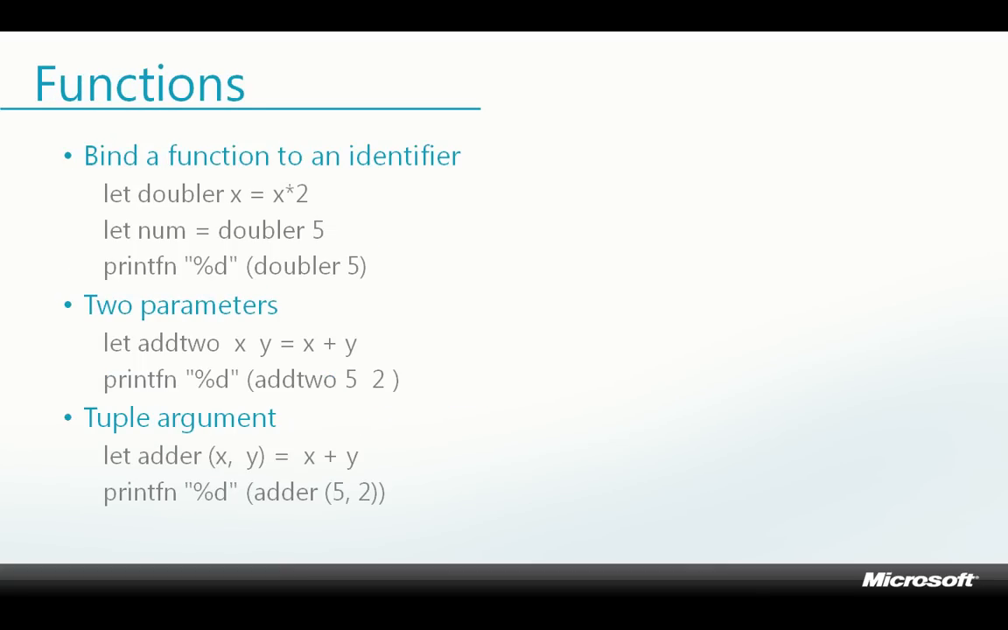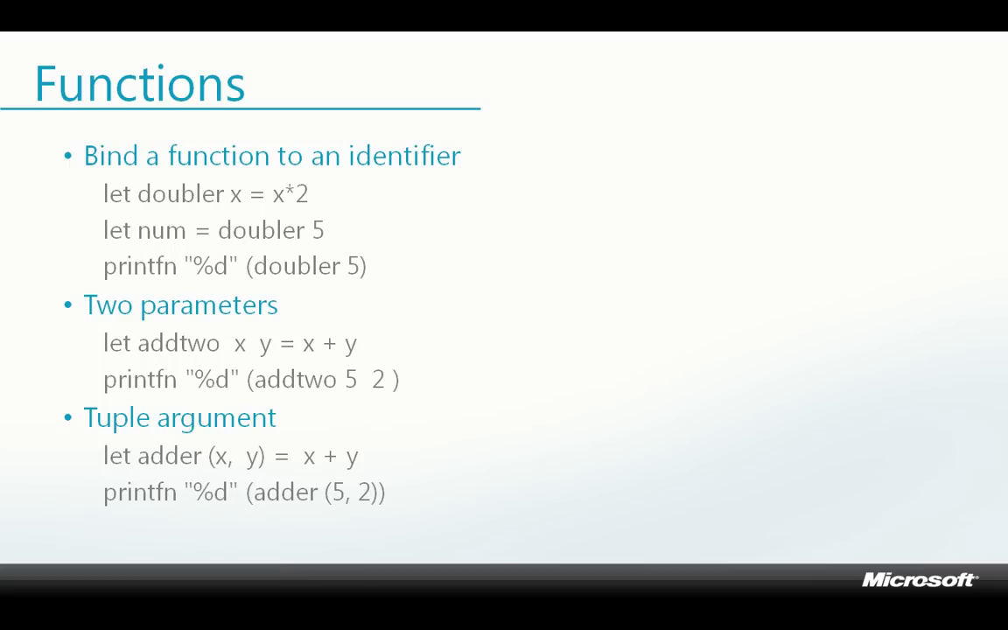Now, F# is a functional language, and one of the things that means is that functions are very much like any other value in that I can bind a function to an identifier just as if it were a value. So that's what I'm doing here. Let doubler x equals x times 2. And then I can use that function, doubler, like it shows here in the next line, assigning its return value to another identifier. So then num will be 10. And I can also use it like in this next line, just printing out the output.